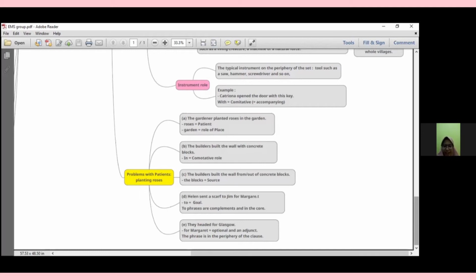Example D, Helen sent a scarf to Jim for Margaret. So here is a goal. Two phrases are complements and in the core. And then E, they headed for Glasgow. For here is optional and an adjunct, and the phrase is in the periphery of the clause.